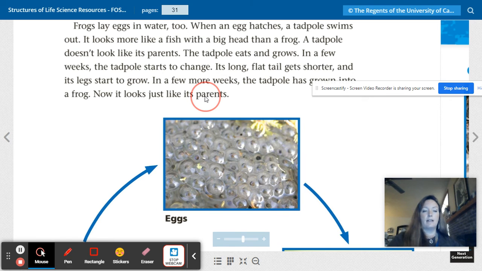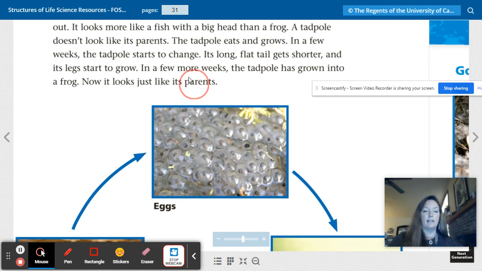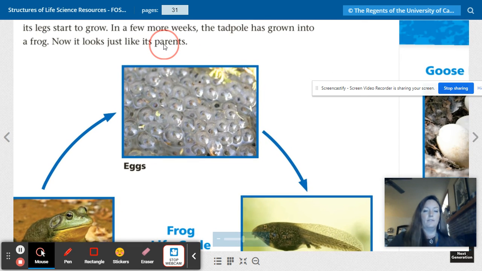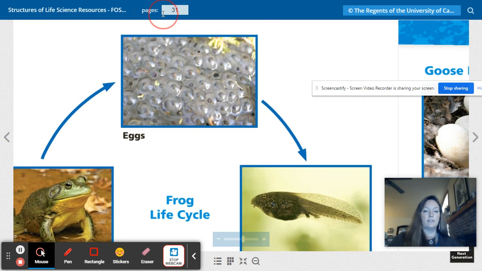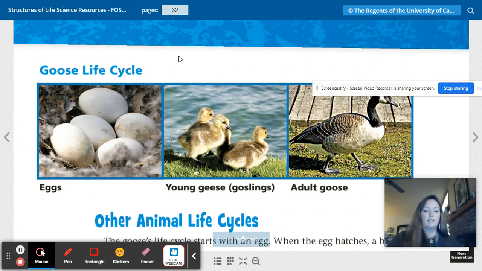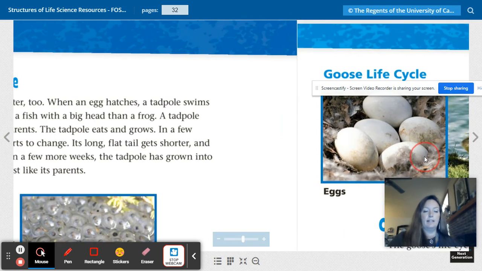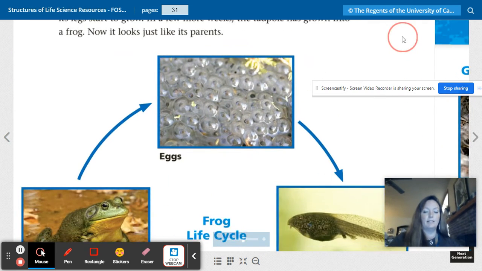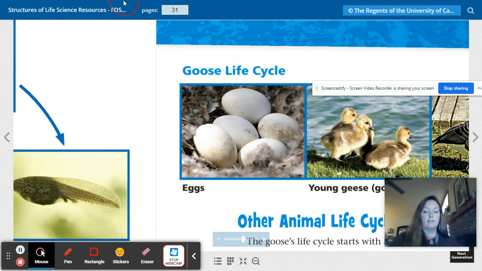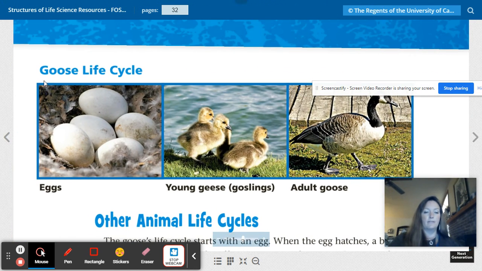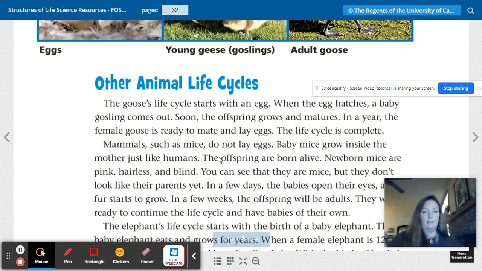In a few weeks, the tadpole starts to change. Its long, flat tail gets shorter and its legs start to grow. In a few more weeks, the tadpole has grown into a frog. Now it looks just like its parents. So if you take a look at that, another cycle, but as we know, cycles continue. They're continuous. All right, we will pause here for today so you can complete your activity.